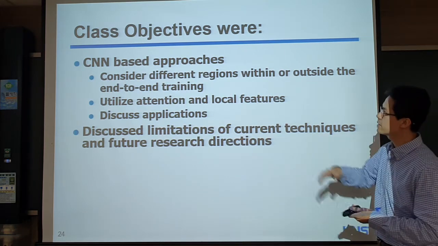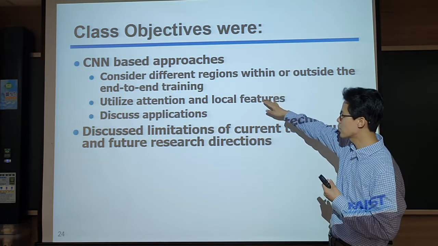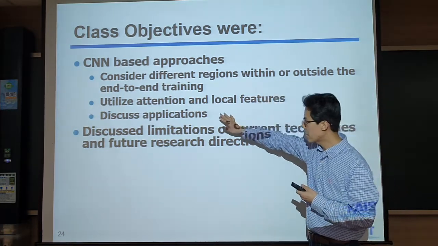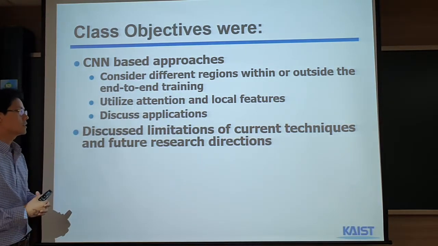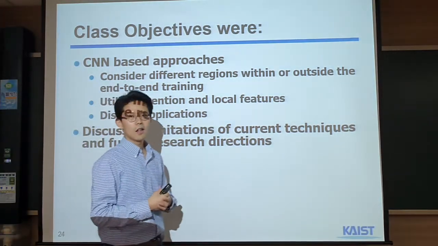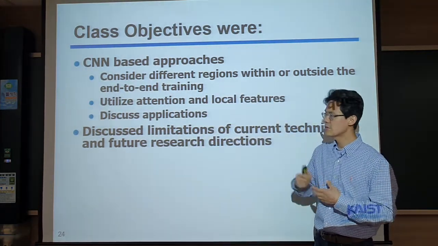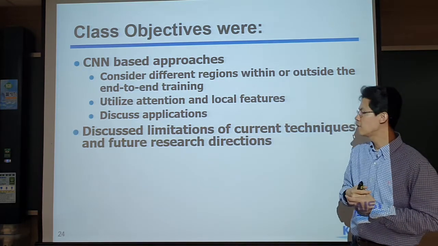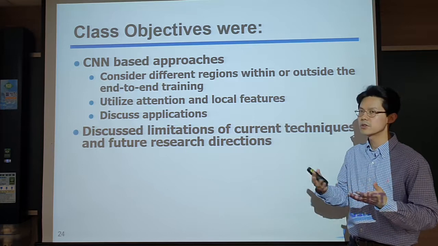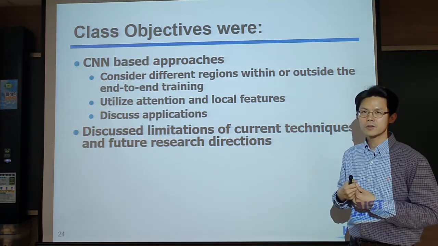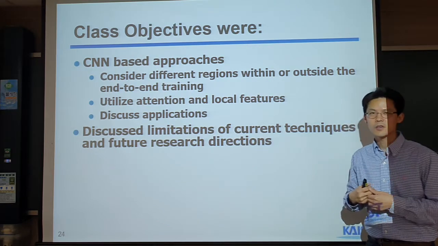Okay, today I talked about some recent CNN-based approaches that consider different regions or attention and local features. I talked about some applications and future work. So far I have covered a lot of material on image search, along with some limitations and future work. I wish my lecture has been helpful for you to learn the basic materials so that now you can do your own project.